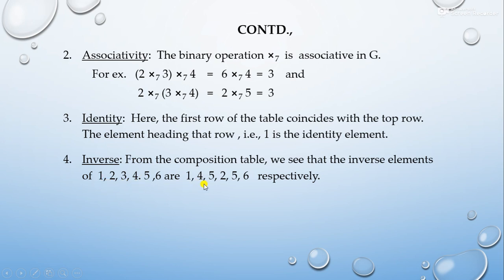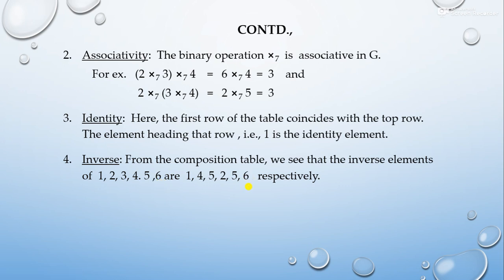2 multiplied by 4 gives 8. When you divide it by 7 and take the remainder term, you get 1. So when you multiply 2 by 4, your remainder term will be 1, which is the identity. So we can say that the inverse of 2 is 4. Same, the inverse of 3 is 5, the inverse of 4 is 2, the inverse of 5 is 5, and the inverse of 6 is 6. You can check it. Okay.